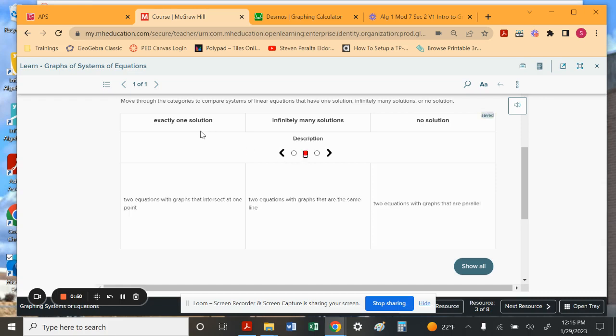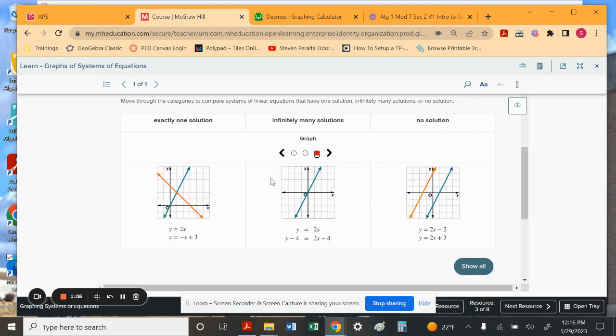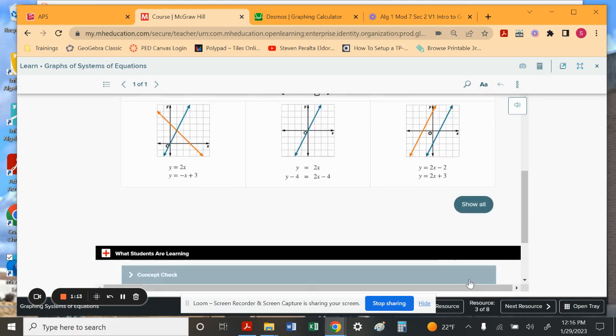If we have exactly one solution, we have two equations that intersect at one point. Infinitely many means two equations with graphs that are exactly the same line. And then we have no solution, which is two equations with graphs that are parallel. Finally, we can see that this is exactly one solution, this is the same line, and these are parallel lines. So that's what we would have for that first one.